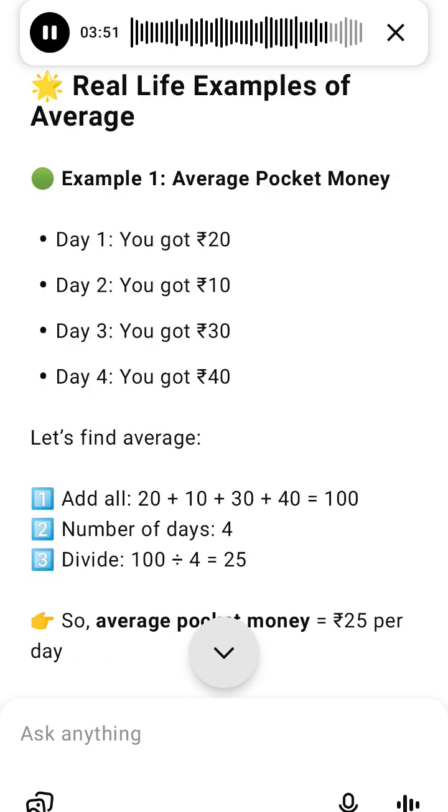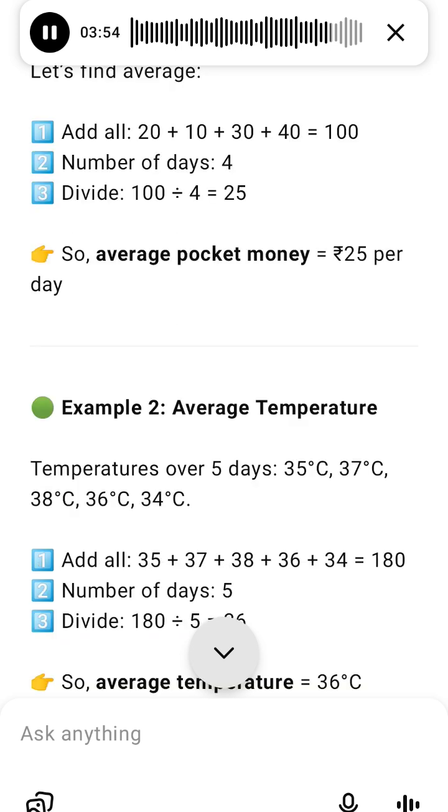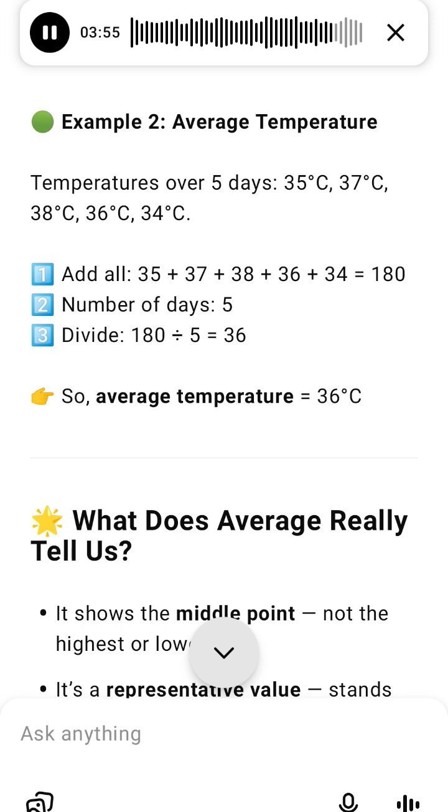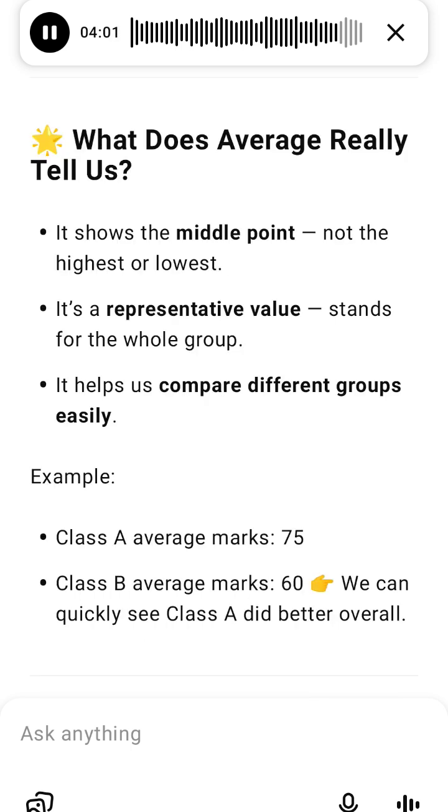7. Examples of average in real life. School, average marks of students in a class. Weather, average rainfall in a month. Sports, average runs scored by a cricketer. Daily life, average amount of time spent watching TV per day.